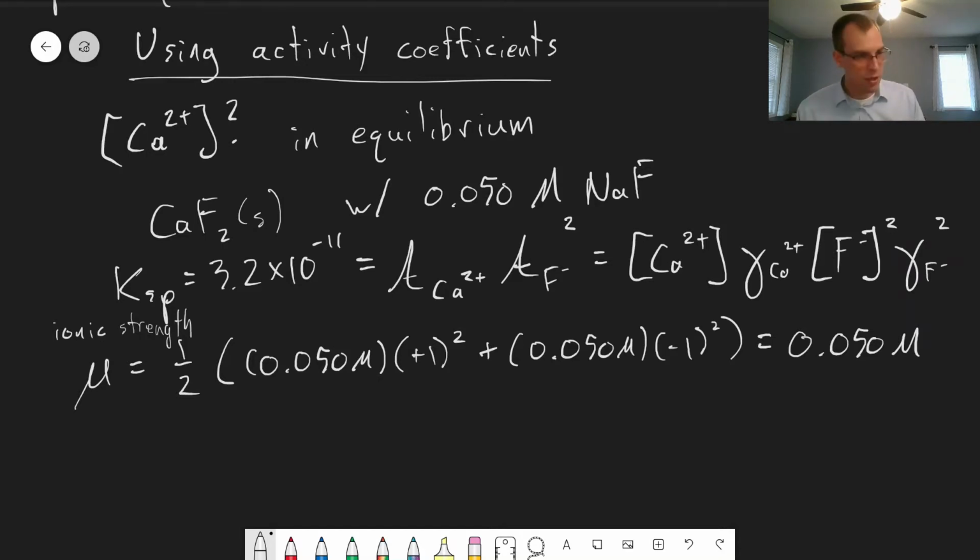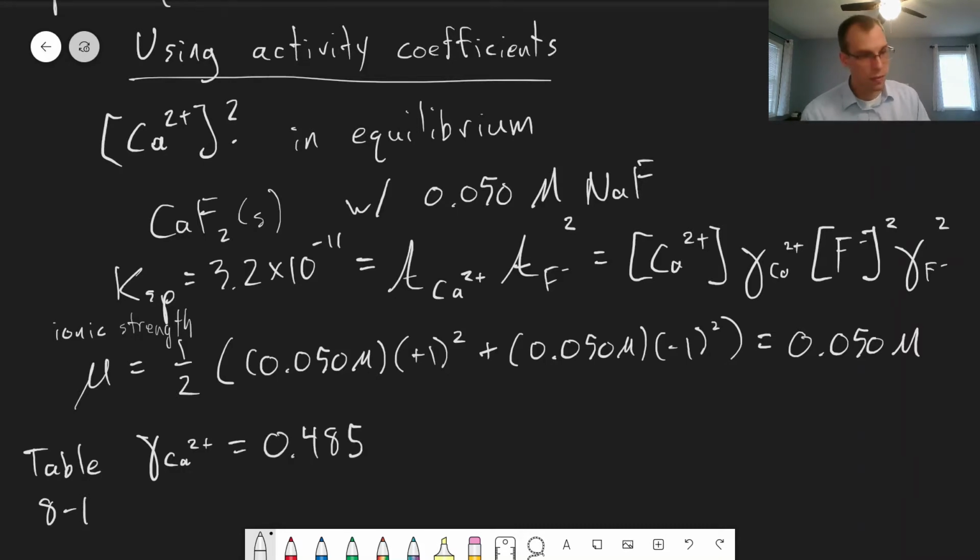Okay, and so what we need to know then is what's gamma for calcium and what's gamma for fluoride. We can look this up in table 8-1, the one that I showed in the previous video. We can look up the values of activity coefficients. So gamma for calcium is 0.485. Gamma for fluoride is 0.81, and these come from the Debye-Huckel equation, but we can just look up the values because we need to know the ionic radius anyway, and that's in that table.